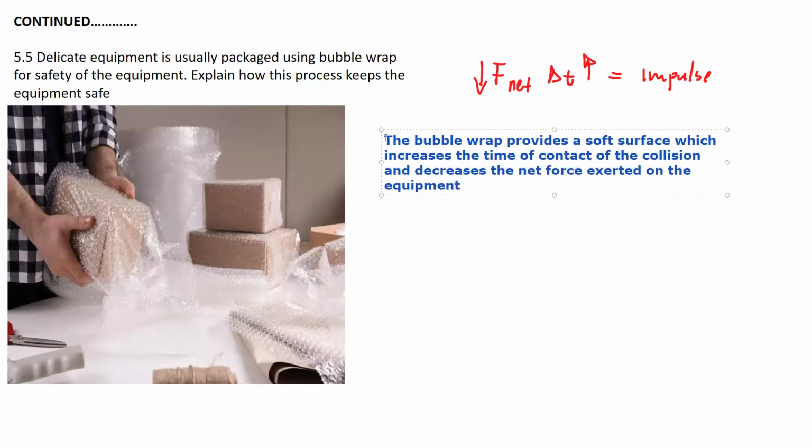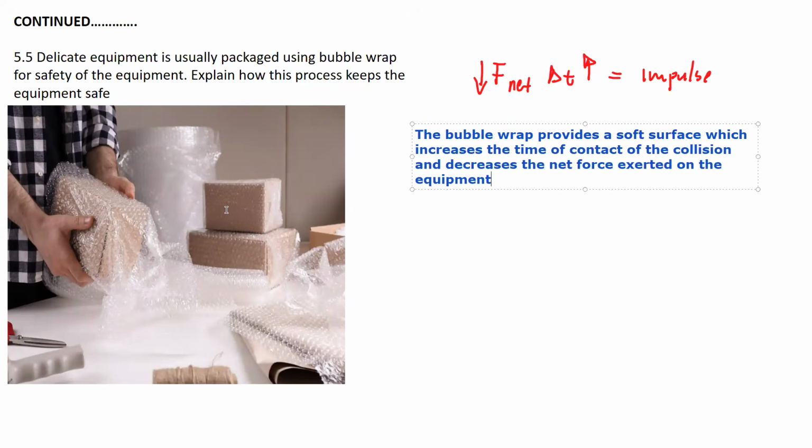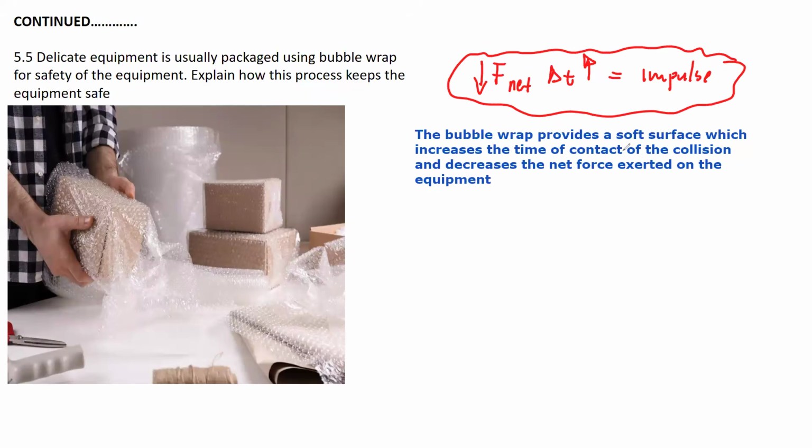The same thing will apply with seat belts. Sometimes they ask you to answer with the aid of an equation. This is what they are looking for. You just write the same explanation, and then you say, according to the equation, F net multiplied by delta t, an increase in the time will decrease the force of impact. That's how you explain airbags, seat belts, arrestor beds, and so forth.